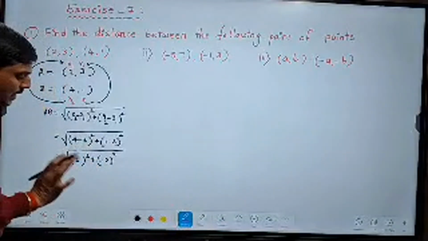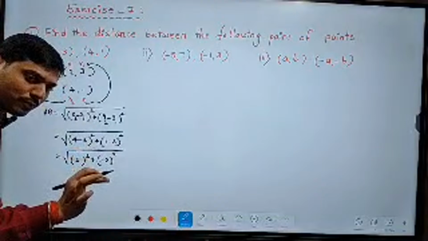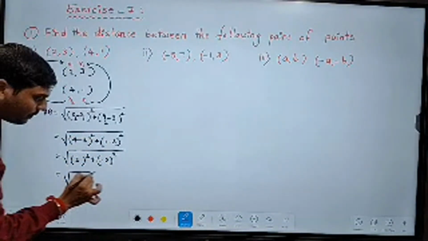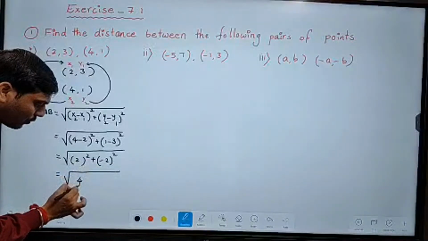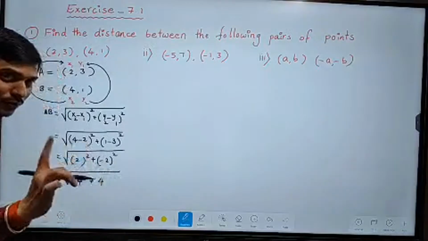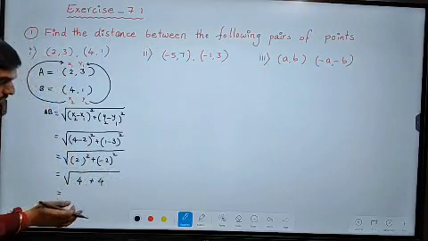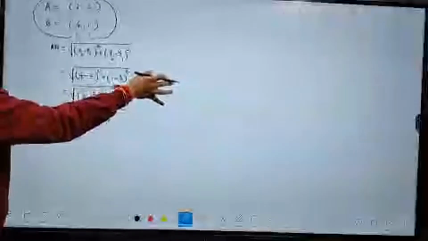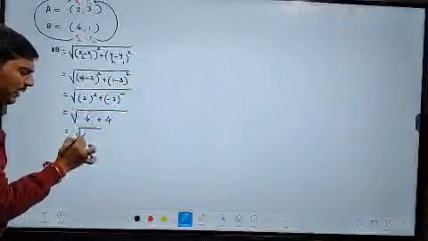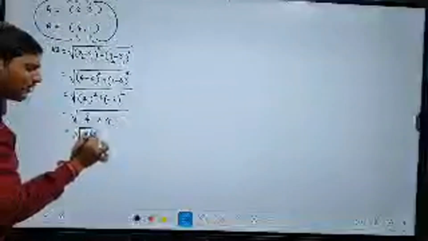It's clear, students? The square of a positive number is positive. The square of a negative number is also positive. Tell me, the square of positive 2 is 4, and the square of negative 2 is also 4, not minus 4. Okay, now our answer: 4 plus 4 can be written as 4 times 2. It's clear?